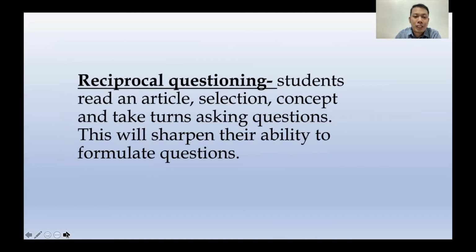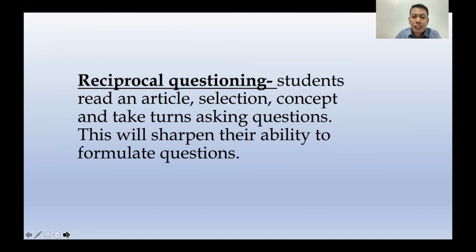So another one is reciprocal questioning. Students read an article, selection, or concept, and take turns asking questions. This will sharpen their ability to formulate questions. So for reciprocal questioning, you have to give them articles on the concept that you will be discussing. Then after that, among themselves, they have to raise questions to each other based on the article.